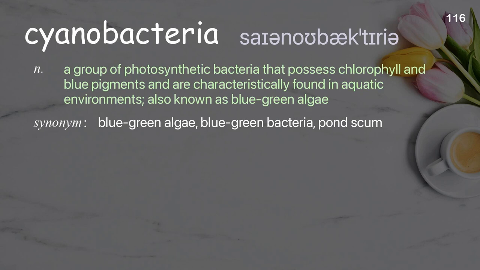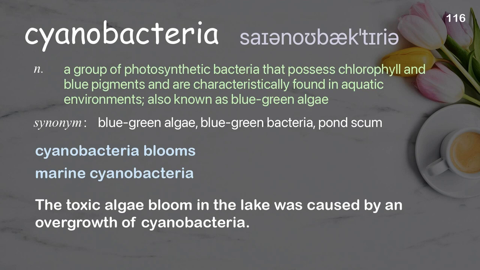Cyanobacteria. A group of photosynthetic bacteria that possess chlorophyll and blue pigments and are characteristically found in aquatic environments, also known as blue-green algae. Examples: cyanobacteria blooms, marine cyanobacteria. The toxic algae bloom in the lake was caused by an overgrowth of cyanobacteria.